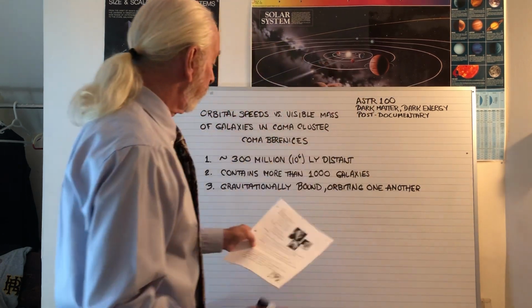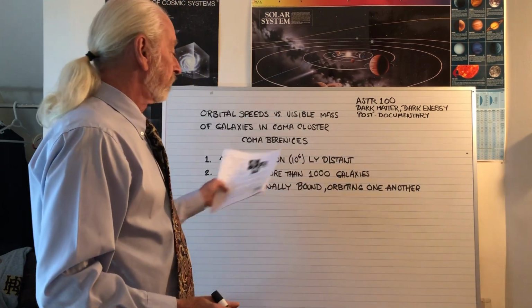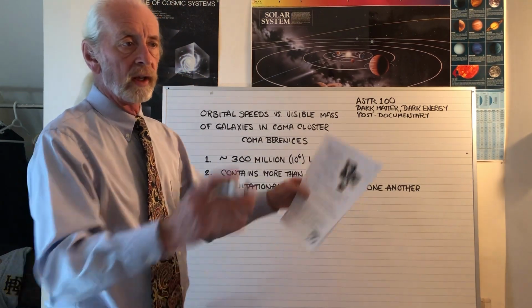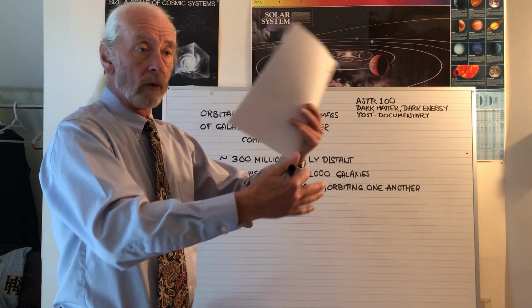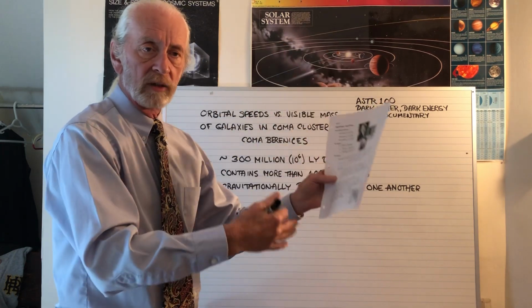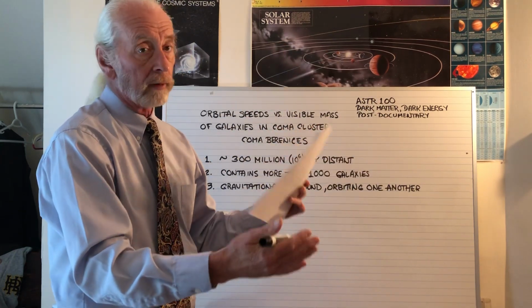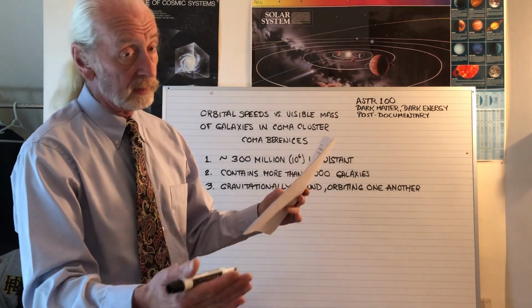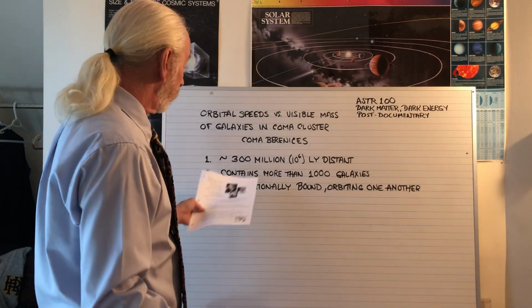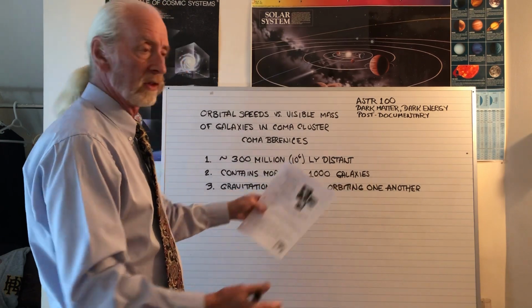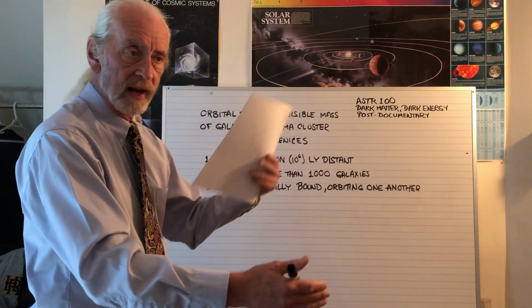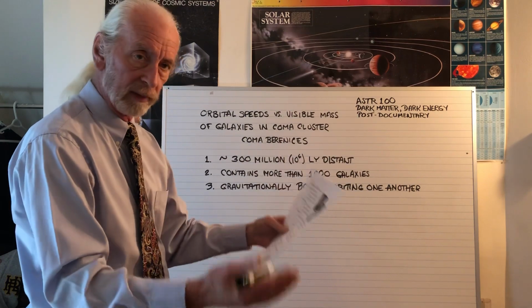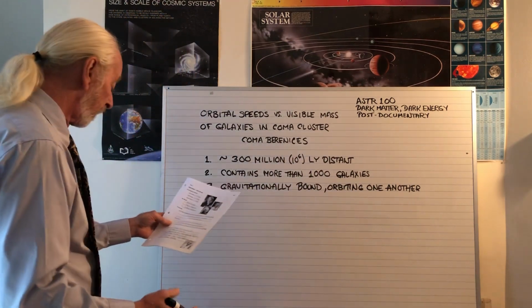So let's just pause here. What we're talking about is over 1,000 galaxies that are orbiting one another like a swarm of bees. They're gravitationally bound. And remember, what do you got to have in order to have gravity? You got to have mass. Mass means gravity. And these over 1,000 galaxies, by virtue of their mass, are orbiting one another, just like planets orbit the sun.